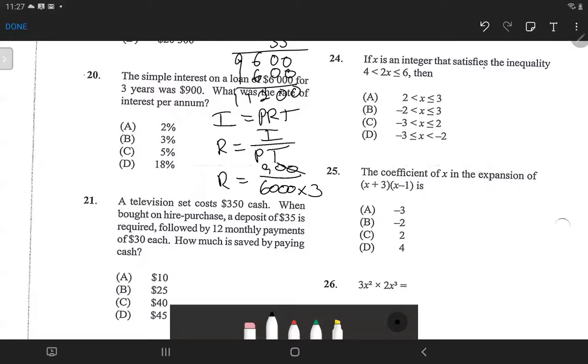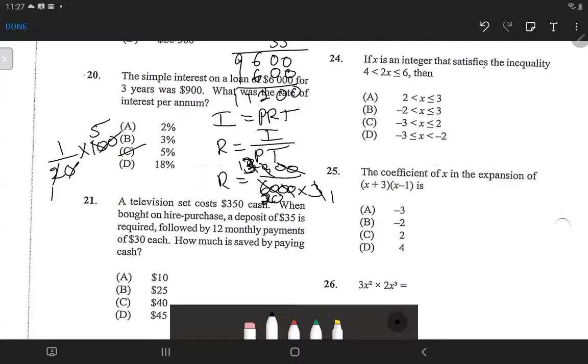So we could simplify a little bit. 3 into 3 is 1, 3 into 9 is 3, and 3 into 60 is 20. So we have 1 over 20 as our interest rate. But remember that we want it as a percent, so we need to multiply that by 100 to get our rate as a percent. That happens to be 5%.